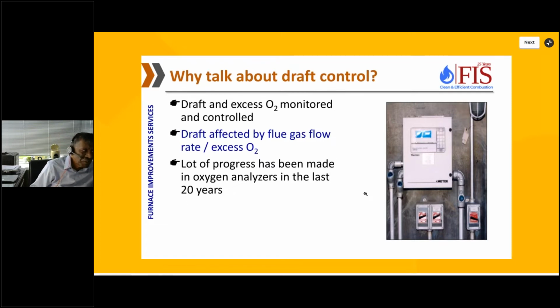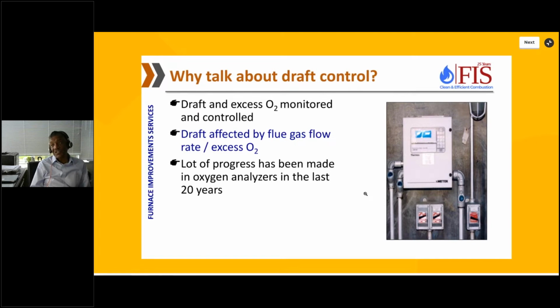One thing we want to talk about is draft control, because everybody talks of O2 control, and that is only half the story. When you talk about O2 control, all the people who are in operations talk about what O2 you are maintaining, but nobody talks of the draft, because draft is equally important as excess O2. Anytime you make a change to one parameter, the second parameter automatically gets affected.